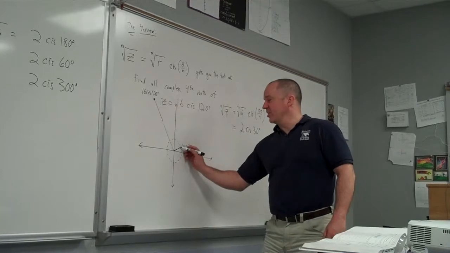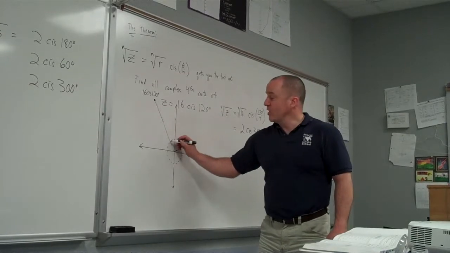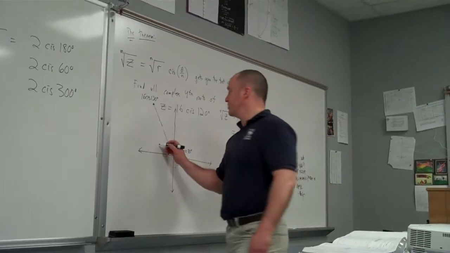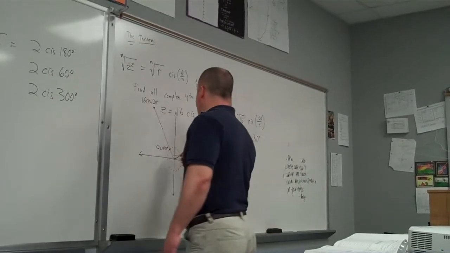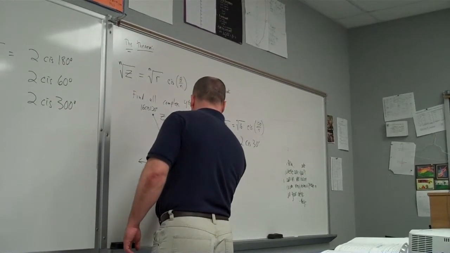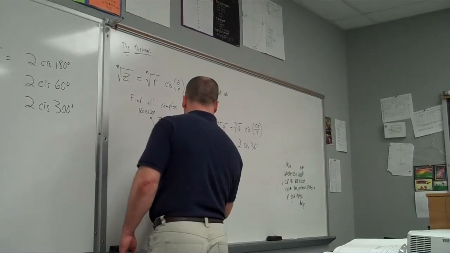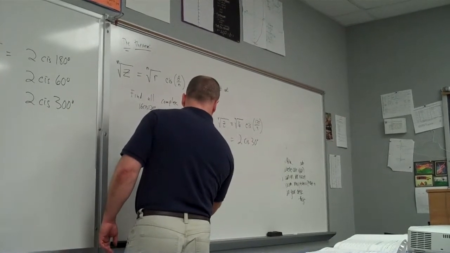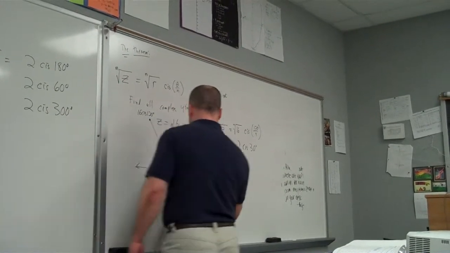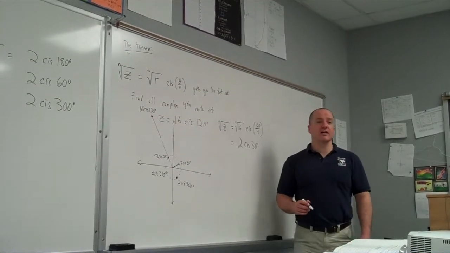Let's keep going counterclockwise. 30 plus 90 would be 120, so that's 2 cis 120. Now add 90 to 120: 210, which makes sense because that's the flip side of the first one. 2 cis 210, and then add 90 to that: 300, at the other end of the second one. So here are my 4 complex roots.